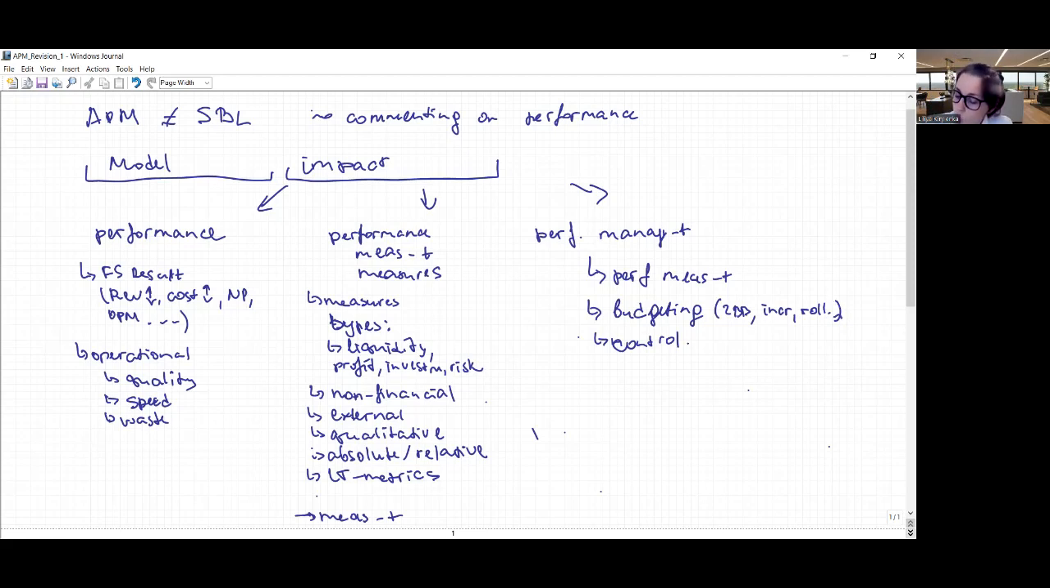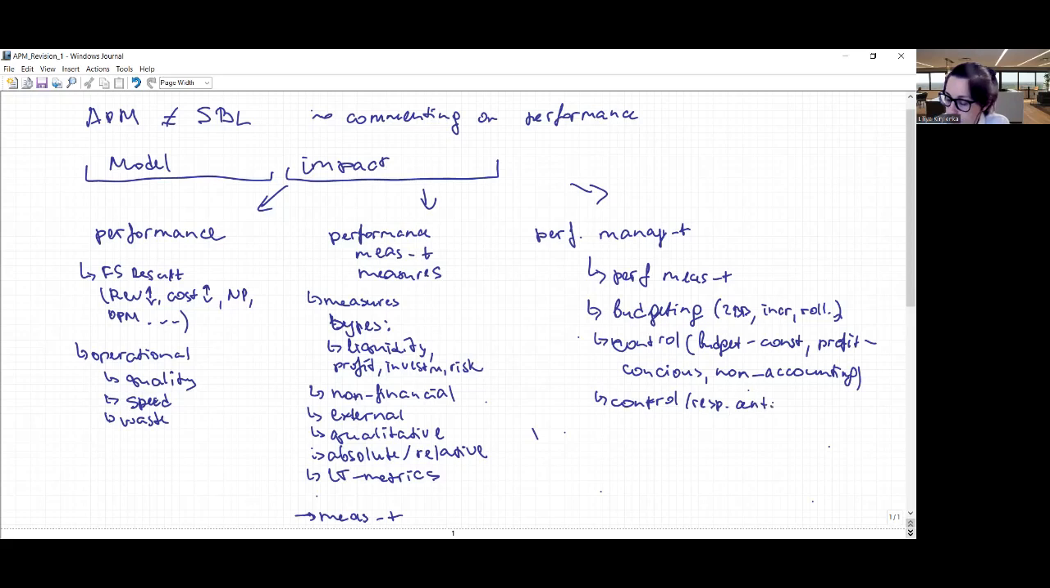And when we talk about control, we can say that there is going to be budget constraint. There can be profit conscious. There can be non-accounting. And also when we talk about control, we can talk about control from the point of view of responsibility center. And that would be something like whether it's going to be a cost center, a revenue center, a profit center, or an investment center.